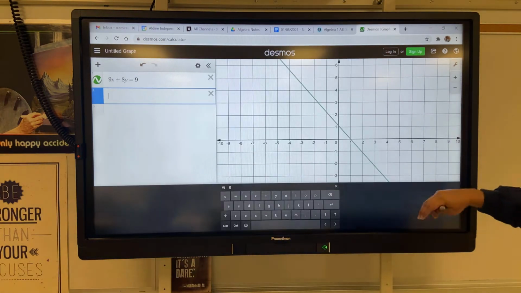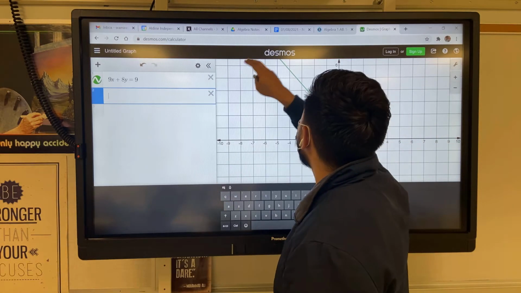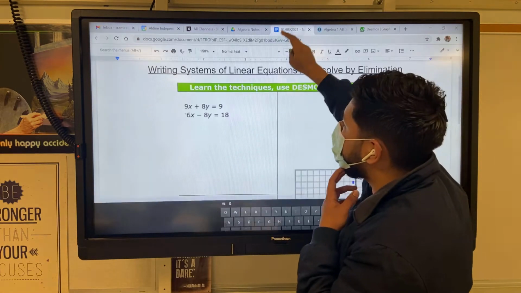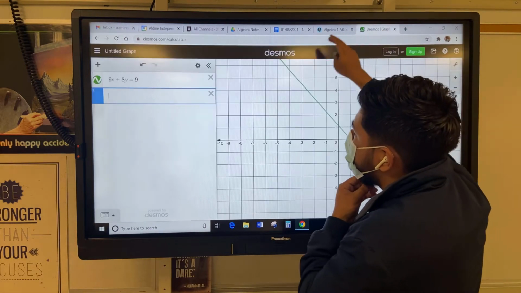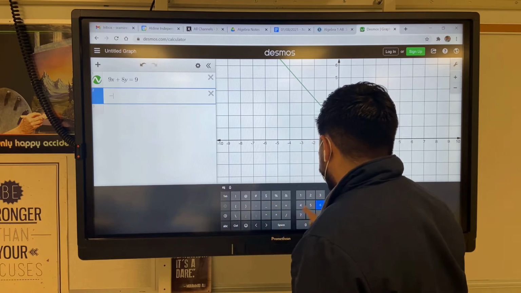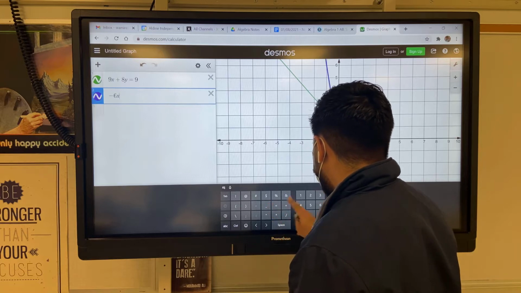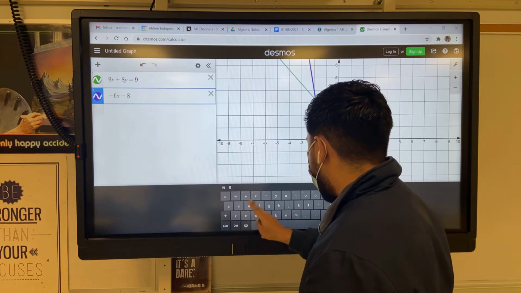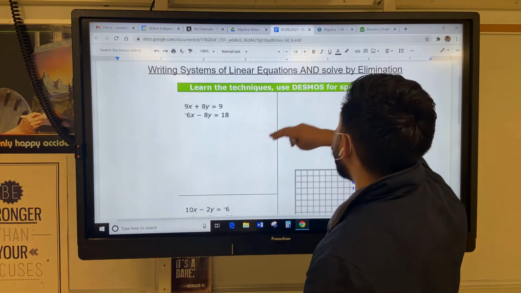Make sure you have everything set up the way we did. If you don't remember, go to yesterday's video. And the next one's negative 6x minus 8y equals 18. Is it negative 18 or just 18? 18.